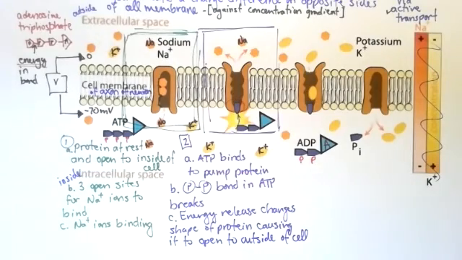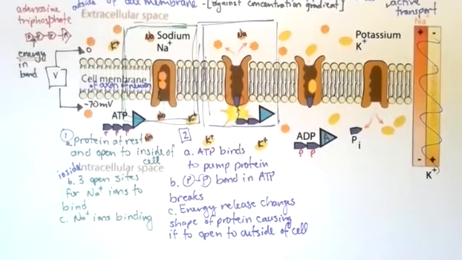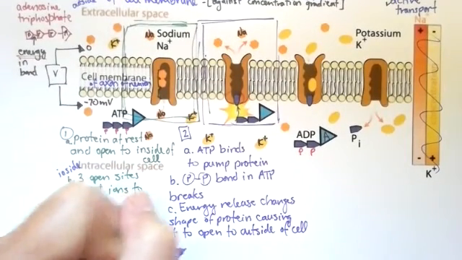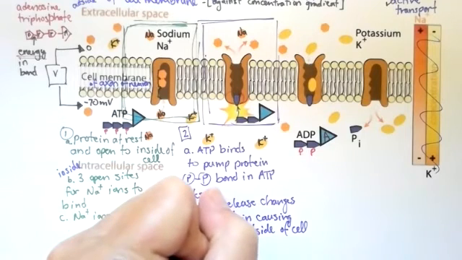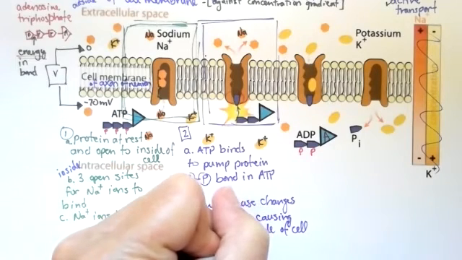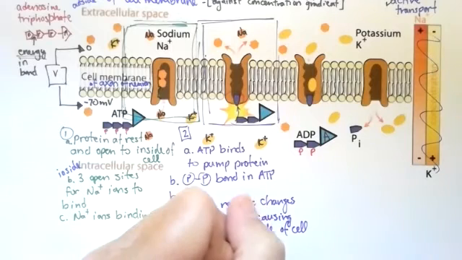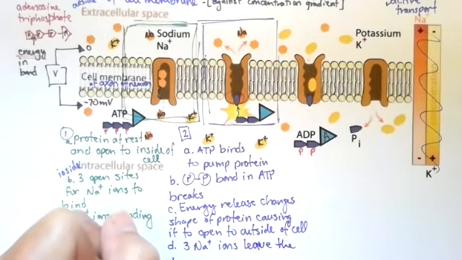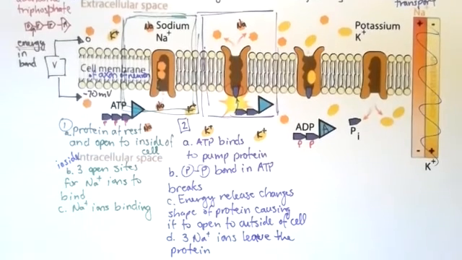Once that sodium leaves. So this actually shows about 3 different things happening. So letter D, 3 sodium ions leave the protein to the outside of the cell.